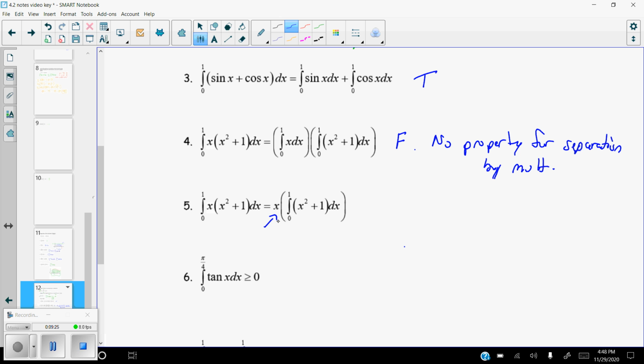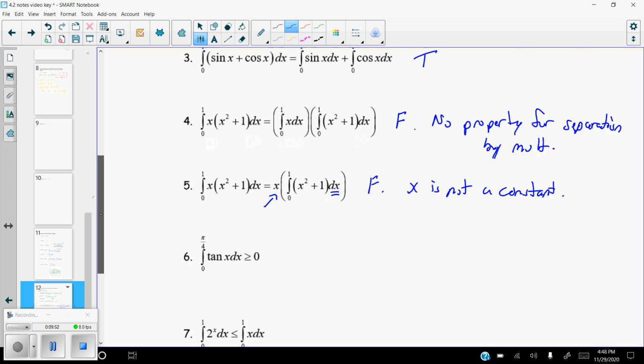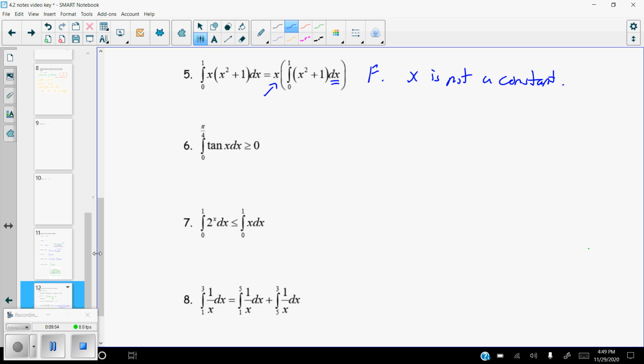We cannot pull a function of x out to the front, especially since that's what we're taking the integral with respect to. So you cannot pull that one out. So this is false. X in this case is not a constant. If that x was a 5, pull it out to the front, no problem, but we don't know that.